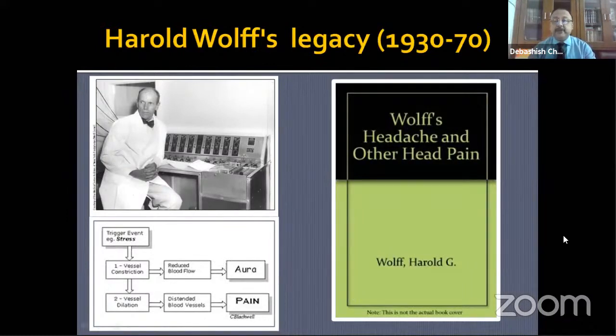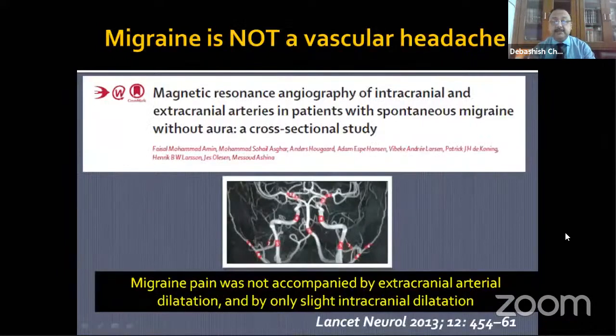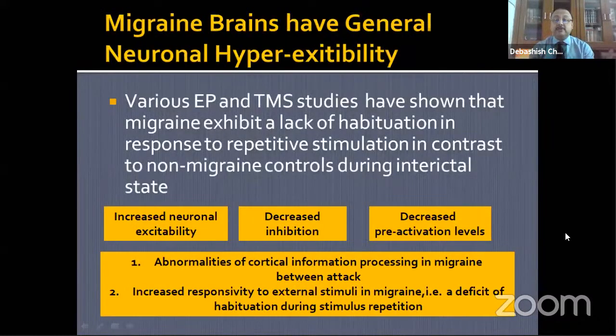But all this was demythologized by a particular study, a magnetic resonance angiography of intracranial and extracranial arteries, which showed that the migraine pain was not accompanied by extracranial arterial dilatation, and only slightly by intracranial dilatation. So what people were saying about this throbbing pain was an epiphenomenon and is not directly related to the pathophysiology. Earlier terms like vascular headache were given up, and the proper term to be used always in these patients is migraine. You should not use vascular headache. I still see prescriptions by various physicians writing vascular headache. So there's nothing called vascular headache.